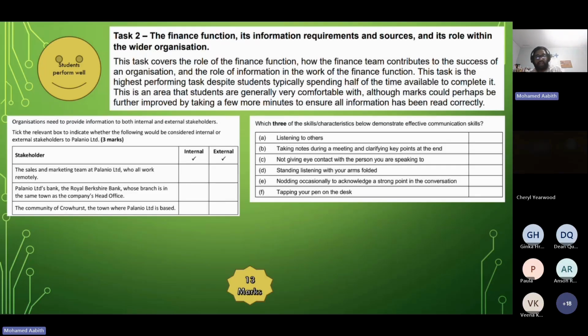Taking notes during a meeting and clarifying key points at the end. Absolutely. Can't complain about that, can you? You're not disturbing the proceedings. You take some quick notes, then when my time arrives, I say, can I have a question, please? Yes. It is also very effective communication skills.